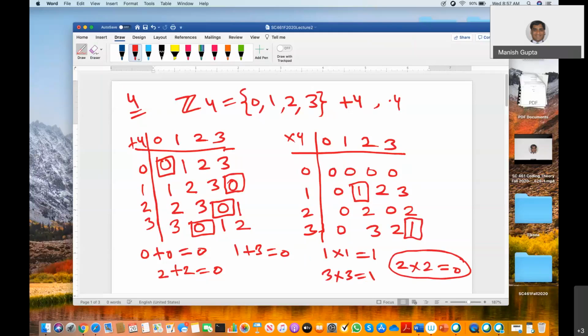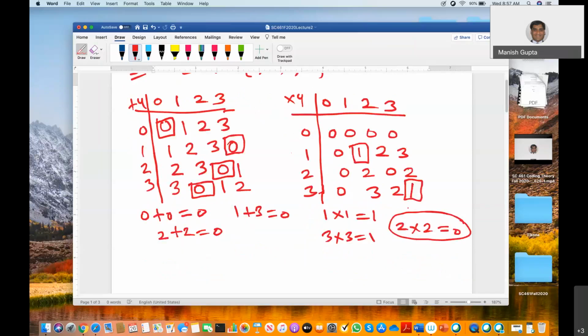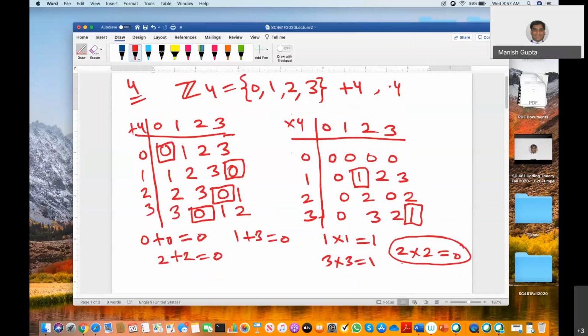This is going to create a problem. Why? Because we have 1 into 1 is 1. Inverse of 1 is 1 itself. Inverse of 3 is 3 itself. But there is no inverse of 2. So this is not a field. In a field, every non-zero element should have an inverse. So that means with respect to 4, we are not able to get a field. So we need to construct a field with 4 number of elements that I will tell you later.